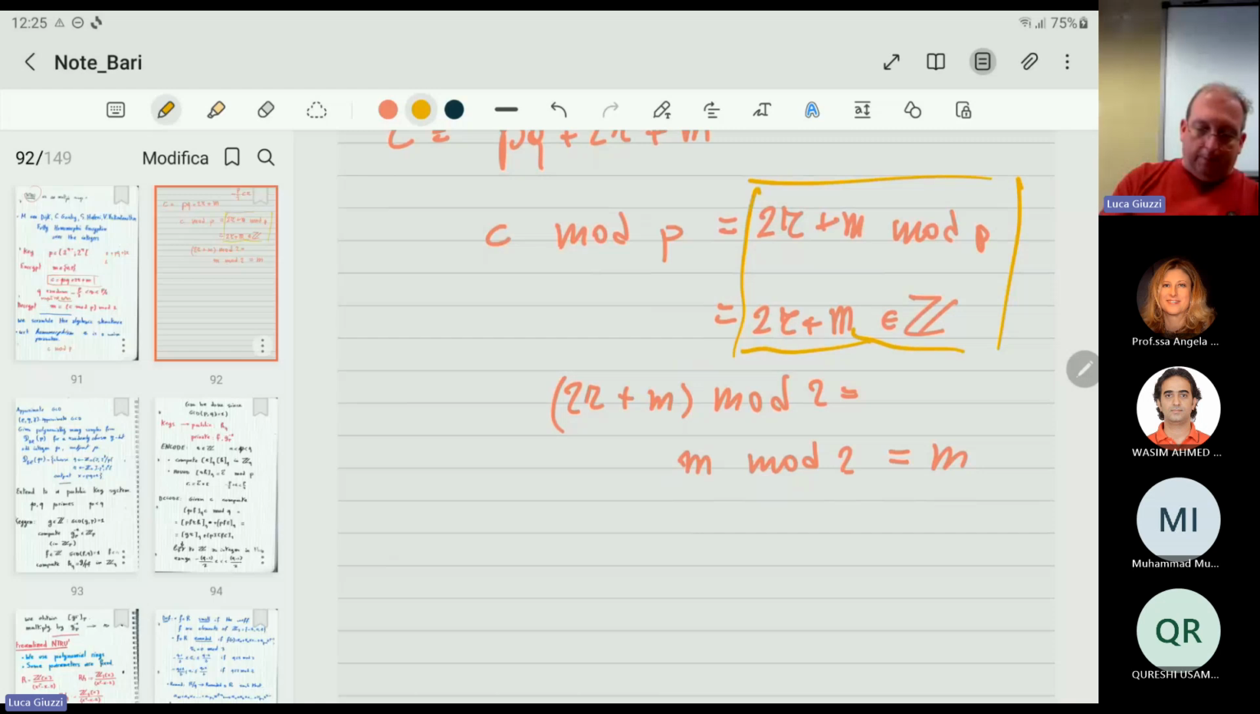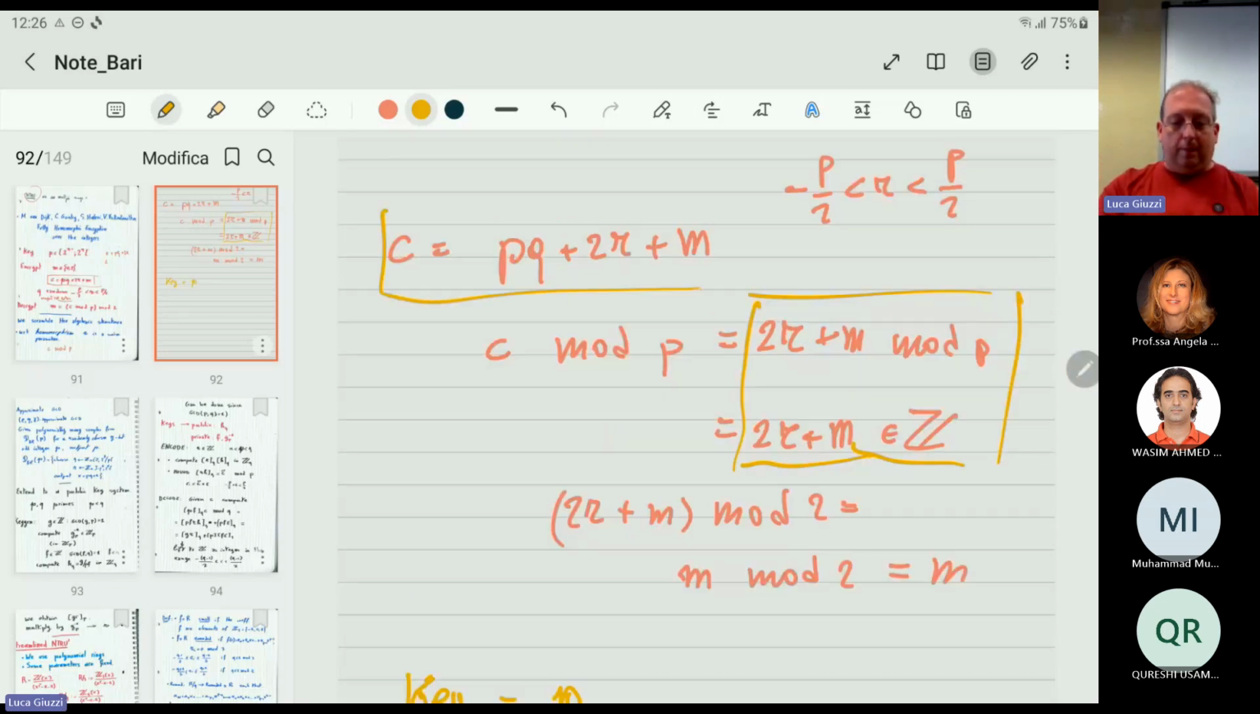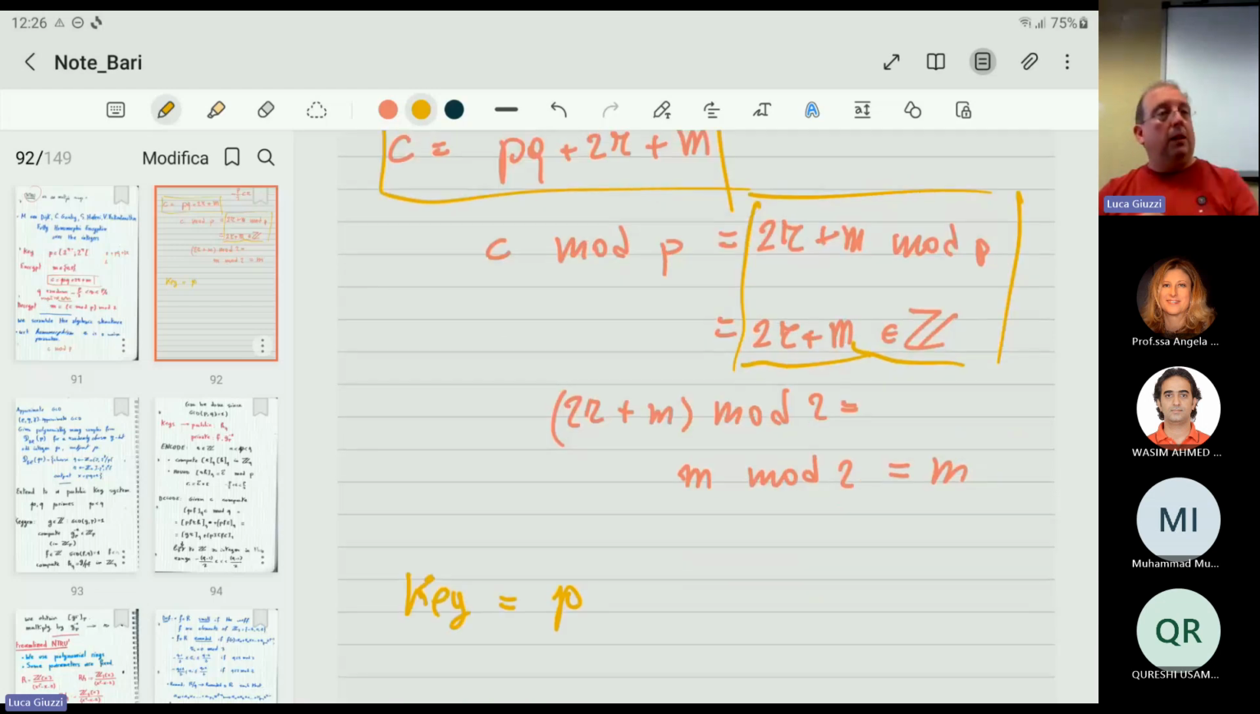The key is, in this case, the number P, because P is what leads from this value here to this value here. This is not a public key crypto system. So you use the same key for encrypting and for decrypting. But the key is the number P. Q might be whatever. This is semantically secure.